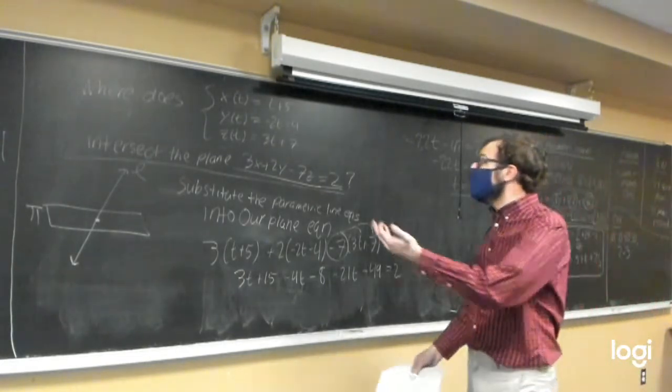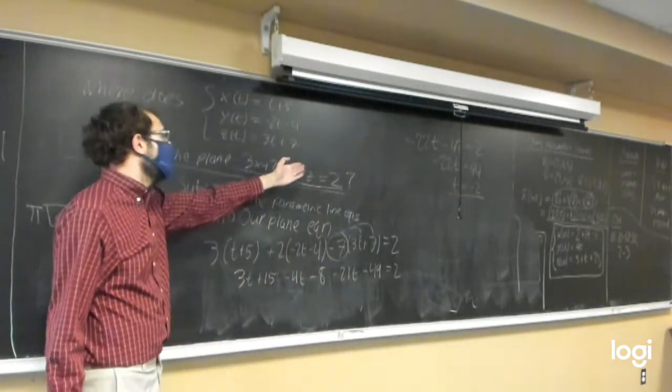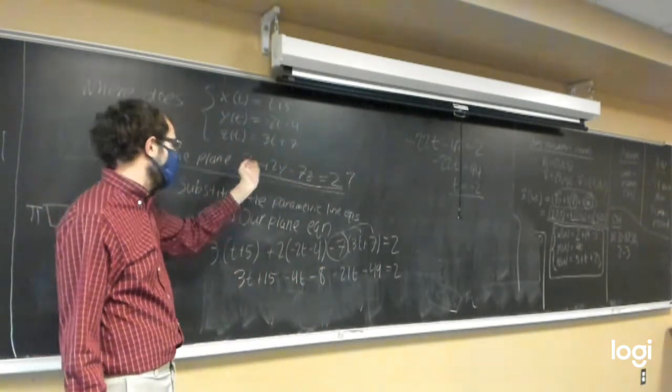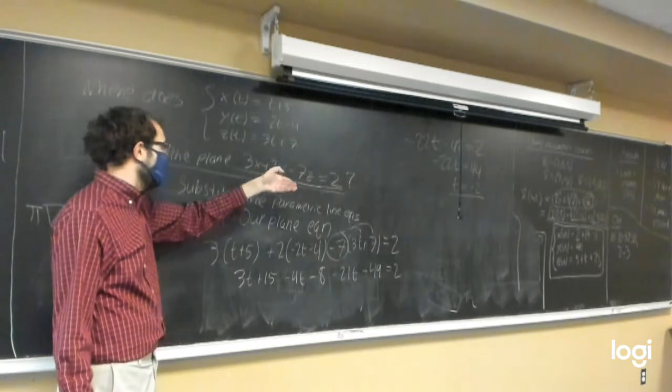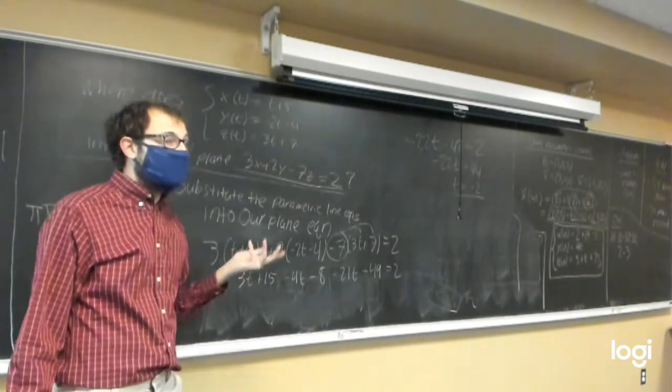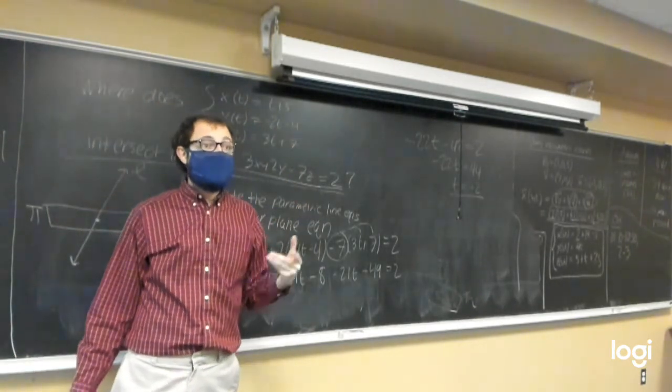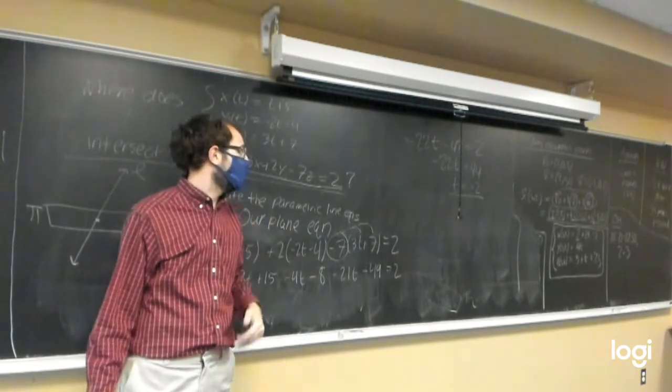Meaning, if we were to have a point on our line that also happens to be a point on our plane, meaning it satisfies this plane equation, the value of t for that point on the line would have to be t equals negative 2.